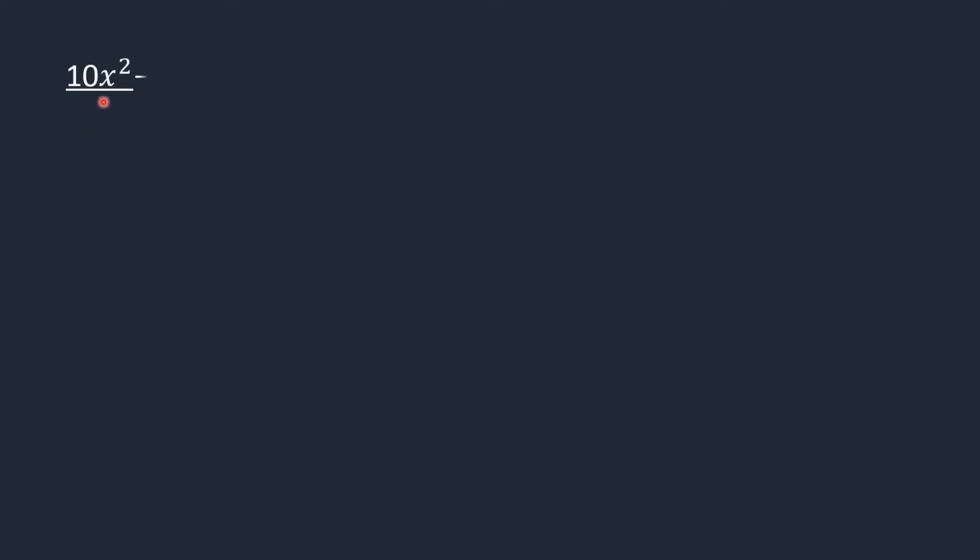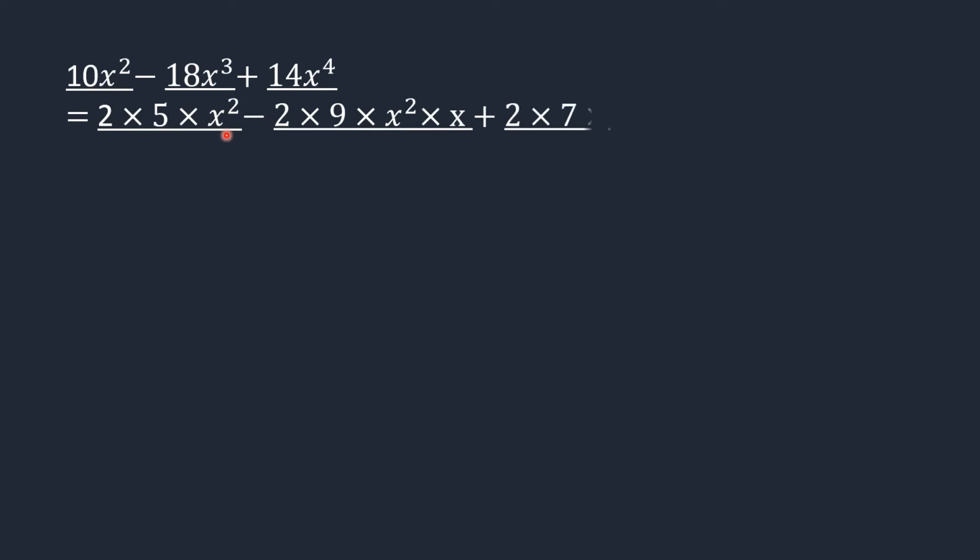Next, 10x squared minus 18x cubed plus 14x to the power 4. Let's find factors of 10x squared: 2 multiplied by 5 multiplied by x squared. Factors of 18x cubed: 2 multiplied by 9 multiplied by x squared multiplied by x. Factors of 14x to the power 4: 2 multiplied by 7 multiplied by x squared multiplied by x squared.